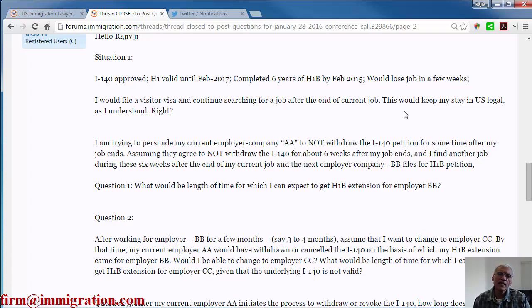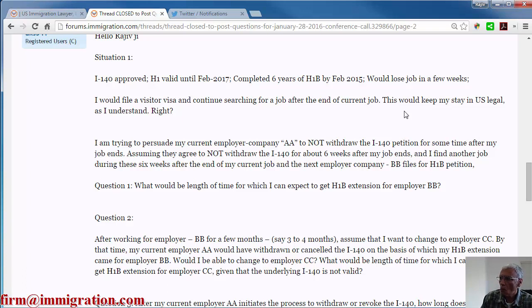And in fact, once the extension is given, as a practical matter, so far what they have done is even if the I-140 is retroactively revoked, they will not take away the H1B they've already given you. Okay. They will not take away the H1B that they have already given. That is correct.